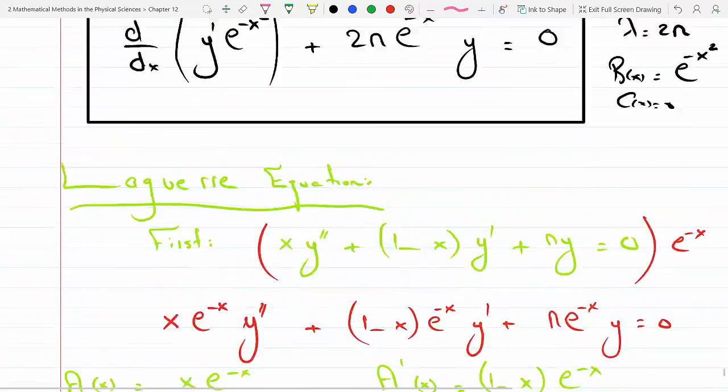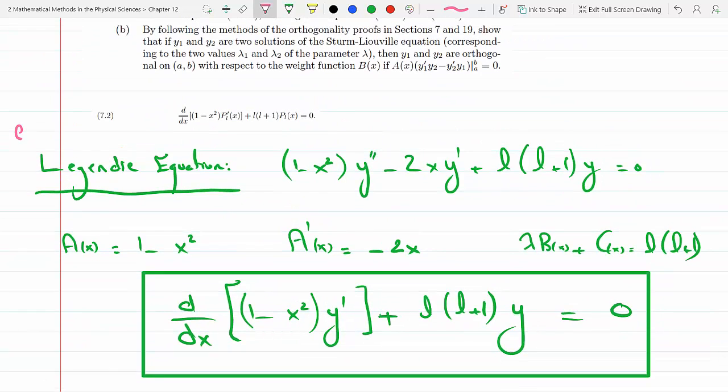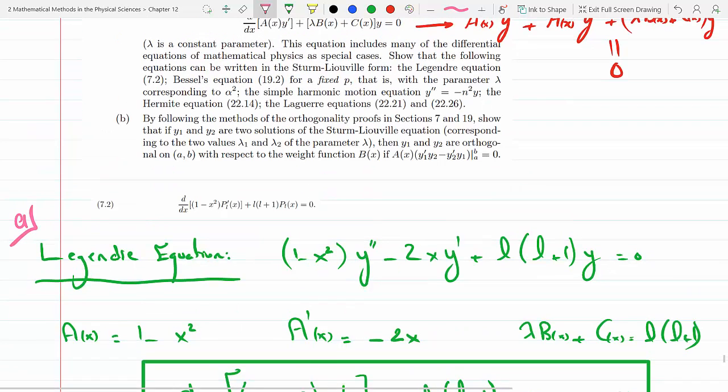Okay, so that's it. We have shown for the first part of the question, for part A, so this whole thing was part A, that all these equations, the Bessel's equation, the simple harmonic equation, Legendre equation, Hermite equation, and both Laguerre equations, first and second, could be written in the Sturm-Liouville form. What's remaining to do now in part B is prove that they're orthogonal.